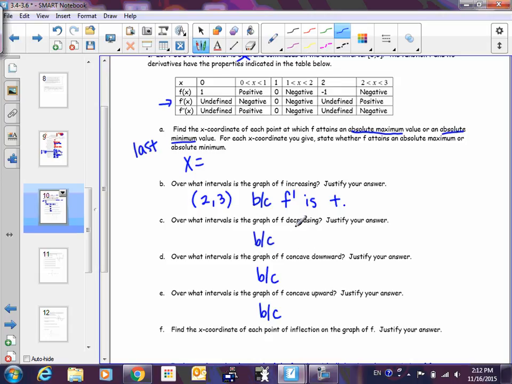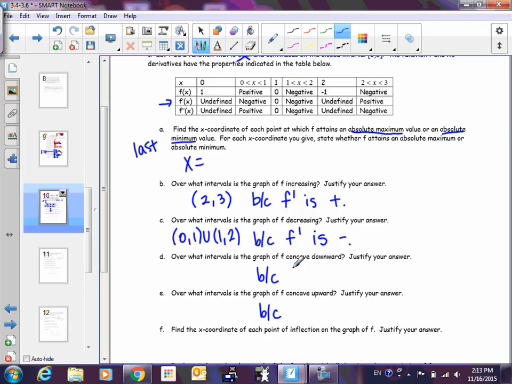Okay, what about C? What would the justification be? Because f prime is negative. So again, look in your f prime row, pick out the negative intervals, so 0 to 1, and then also from 1 to 2. By the way, if f prime is negative, 0, negative, is there a relative extrema happening at x equals 1? No, because there's not a change in sign. It doesn't go from negative to positive or vice versa.